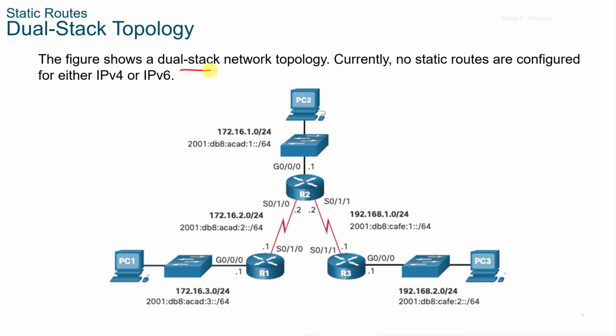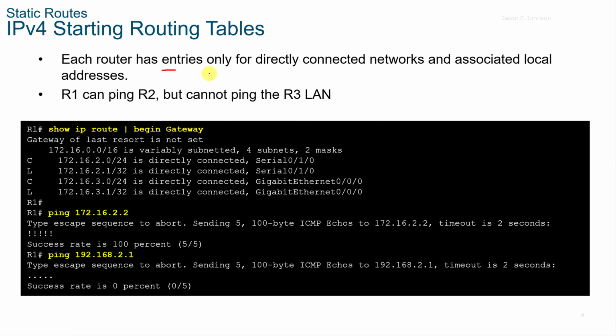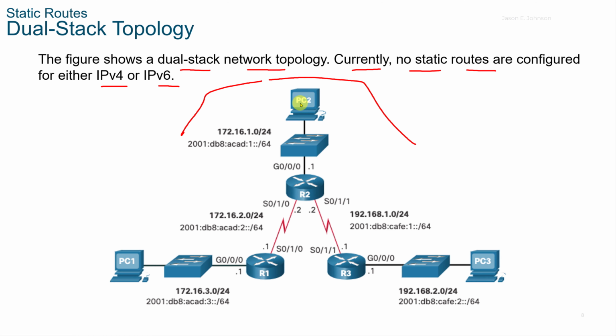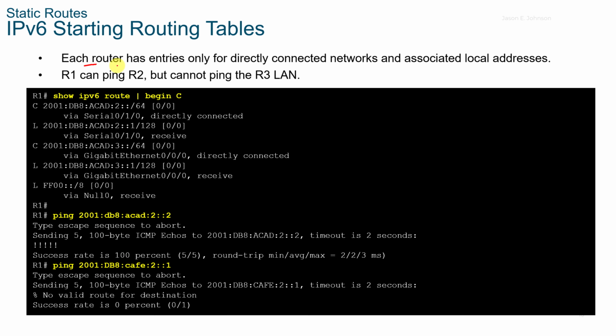The figure below shows a dual stack network topology. Currently, no static routes are configured for either v4 or v6 on this topology. Each router has entries only for directly connected networks and associated local addresses. So R1 can ping R2, but it cannot ping R3. Each router has entries only for directly connected networks and associated local addresses, so R1 can ping R2, but it can't ping the R3 LAN.